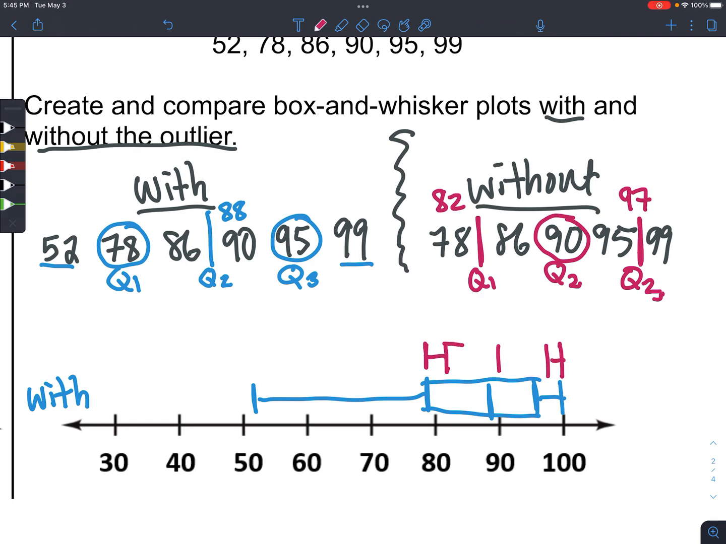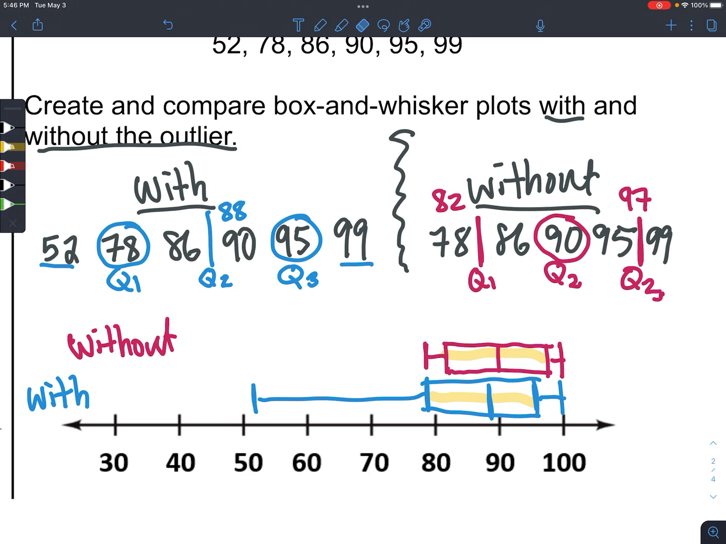Okay, so we can see what happens with these plots, right? When the outlier is taken out, it changes everything. It makes it look like a completely different data set, right? So notice that the IQR, the length of this box, is about the same, but the range is not. The range of the blue one with the outlier is almost 50, right? But the range of the one without is about 20. So it changes the picture substantially.